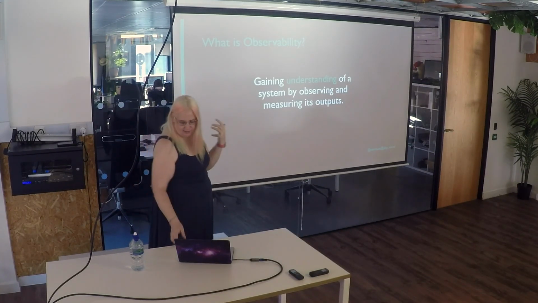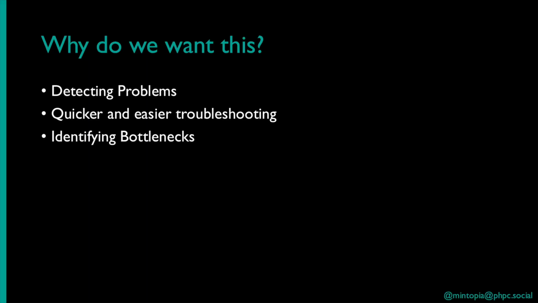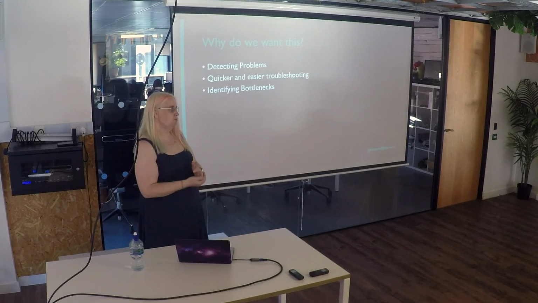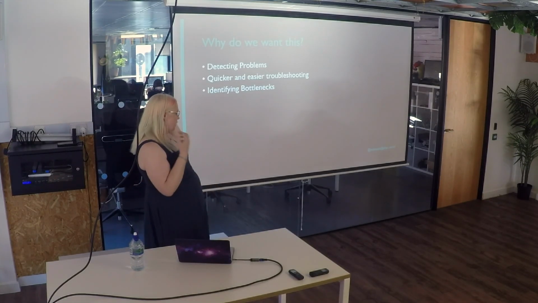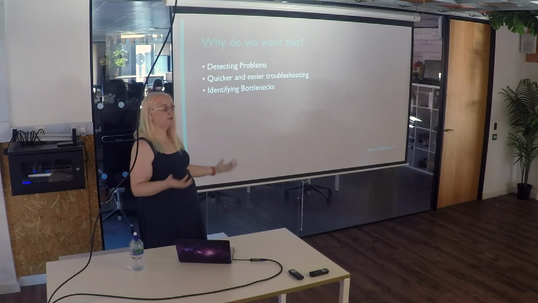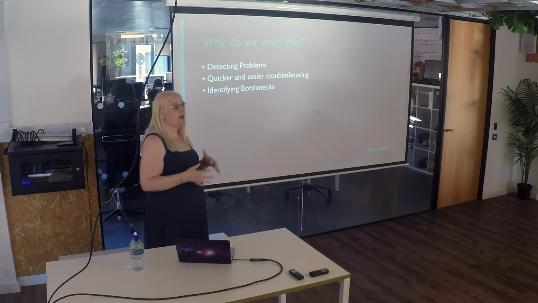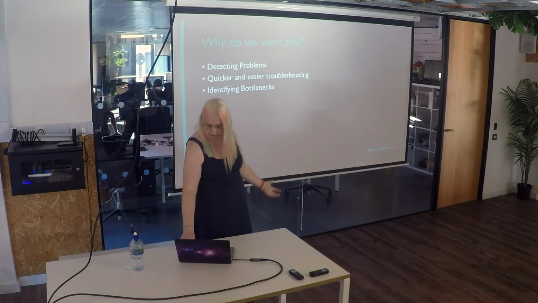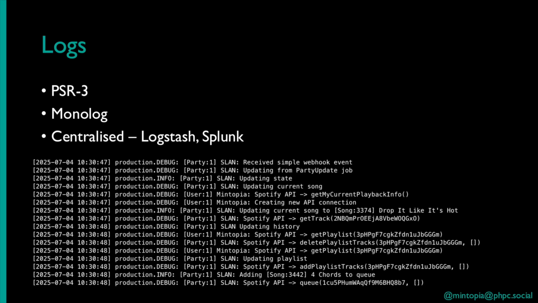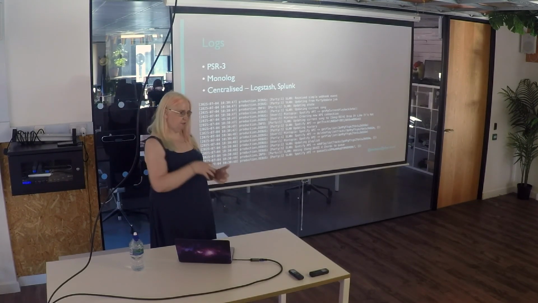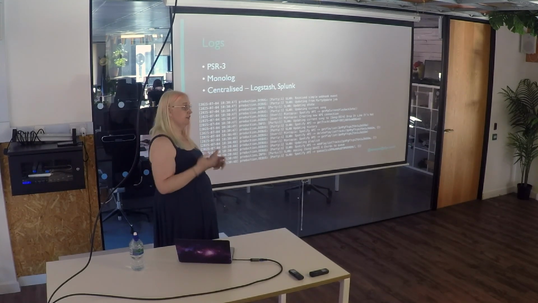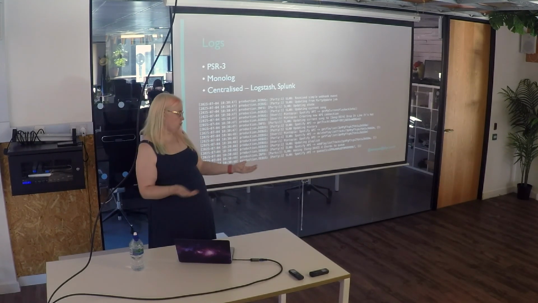That's pretty high level, but what does it actually boil down to, and why do we want it? It's great to allow us to detect problems. We're all used to checking through log files for problems. Observability takes that a step further. It helps us troubleshoot problems, track down issues in our applications, and identify where any bottlenecks might be in anything that we're working on. So logs. We're all used to logs, the PSR-3 logging standard, Monolog, and centralizing logs is something we've done for years, sending it off to Splunk, getting Logstash to collect it using Filebeat and things like that. That's pretty standard. We've all probably done that.